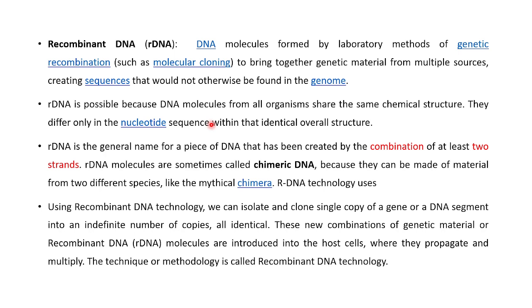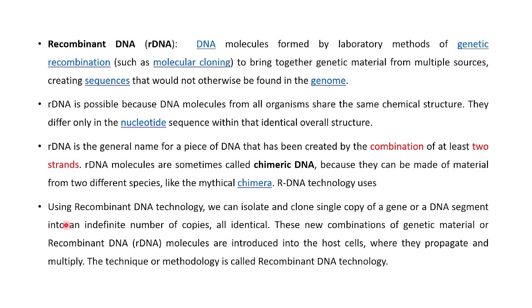So recombinant DNA is possible because the DNA molecules from all organisms share the same chemical structure. They differ only in the nucleotide sequence within the identical overall structure. So recombinant DNA is a general name for a piece of DNA that has been created by the combination of at least two strands. These DNA molecules are sometimes called chimeric DNA because they can be made up of material from two different species, like the mythical chimera.